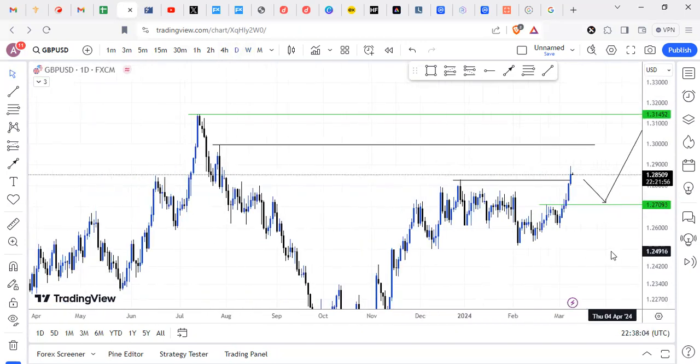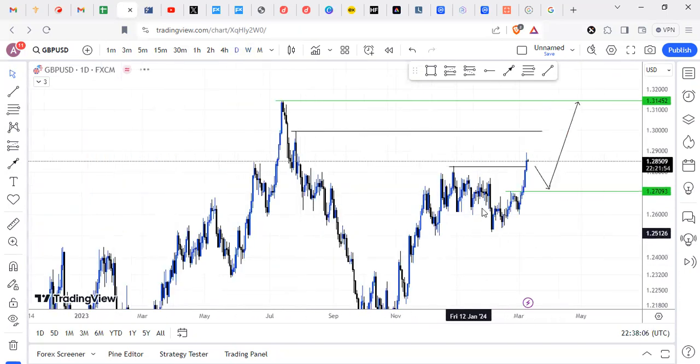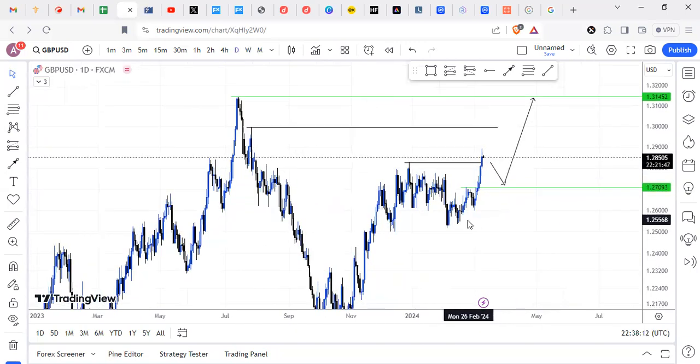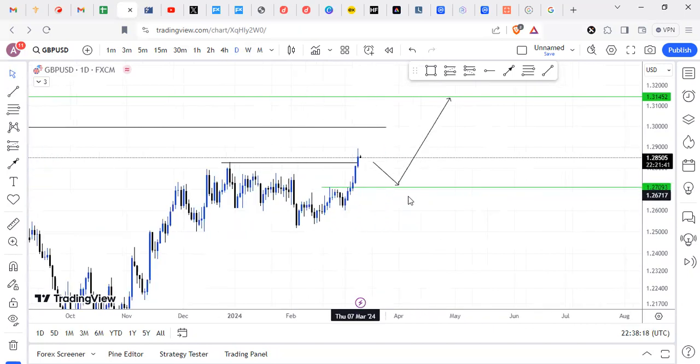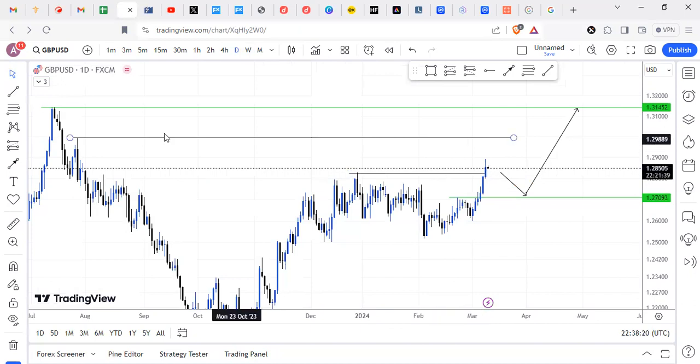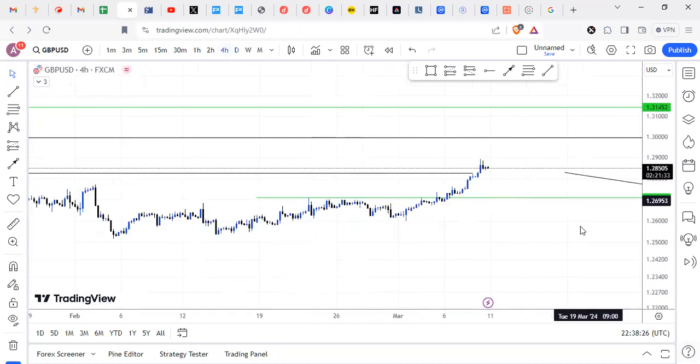So on the daily time frame, you can see GBP USD has been ranging. We got this breakout to the top. So it's possible we get a retracement first, then it continues, or it may just continue buying to the top and clear out this week. So right here, 4-hour, the same thing.